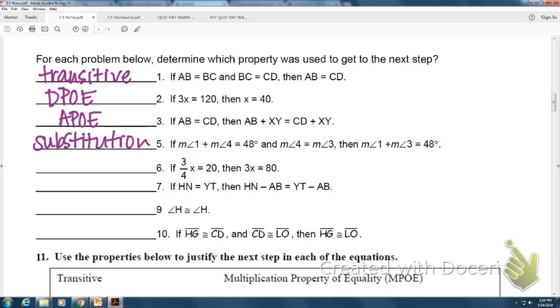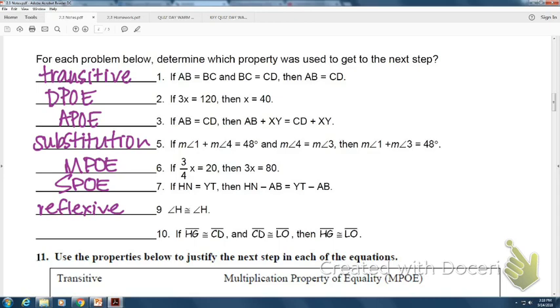Okay, if 3/4 x equals 20, then 3x equals 80. MPO. If you use DPO on that one, that would have been fine as well. Number 7: if HN equals YT, then HN minus AB equals YT minus AB. SPO. Number 9: angle H is congruent to angle H. Reflexive.